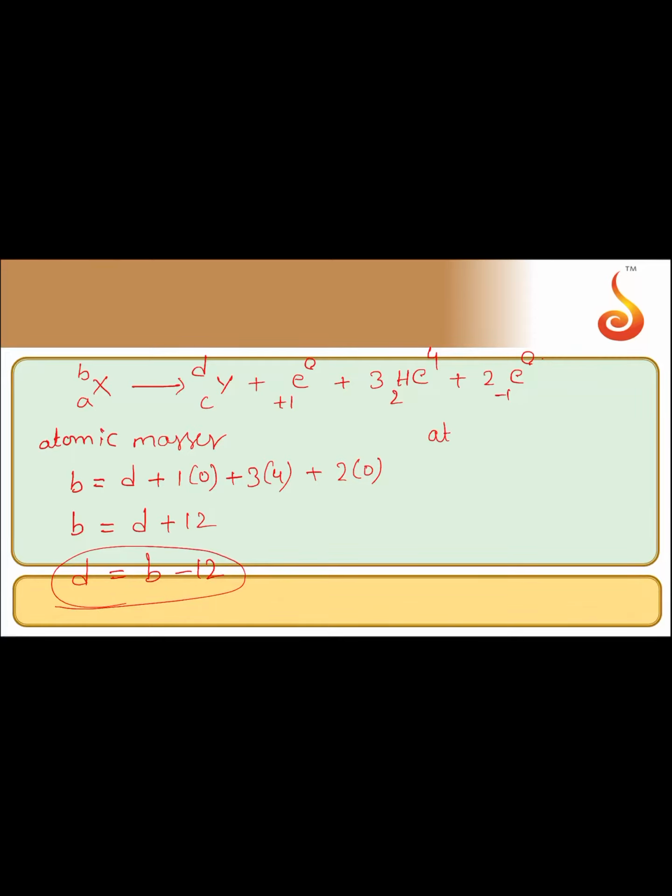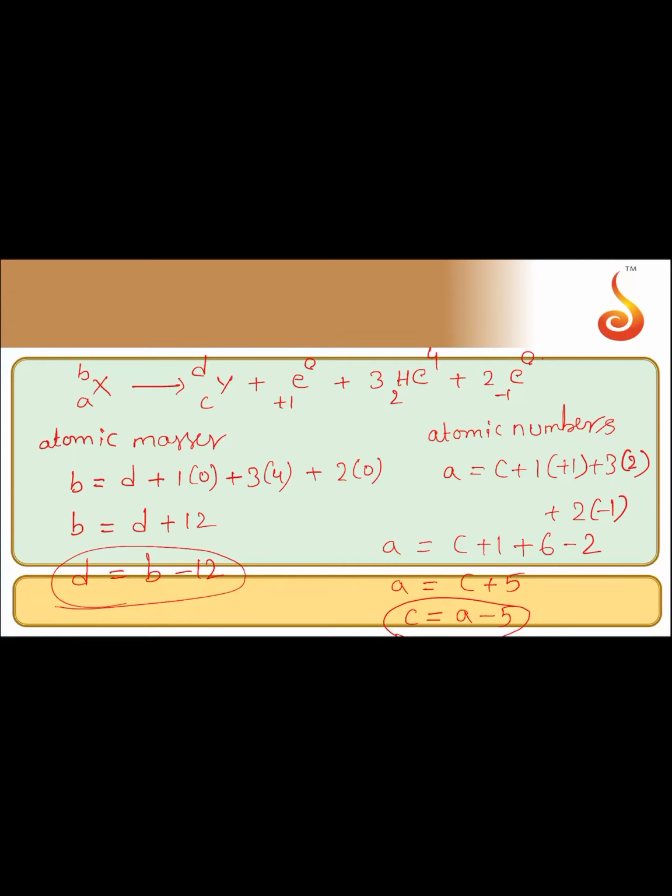Then atomic numbers. Here A is equal to C plus 1 into plus 1 plus 3 into 2 plus 2 into minus 1. So A is equal to C plus 1 plus 3 into 2 is 6 minus 2. So A is equal to C, here how much it is, 7 minus 2 plus 5. So C is equal to A minus 5.